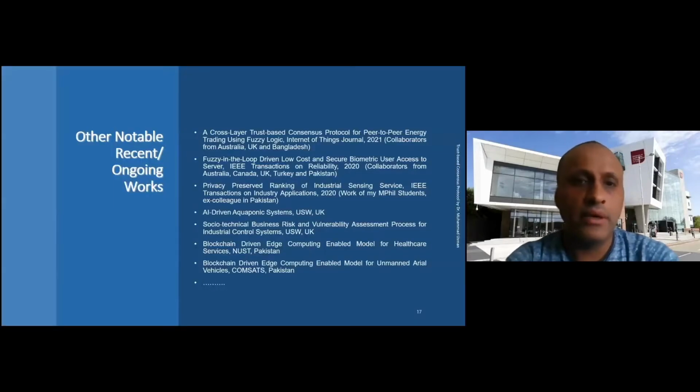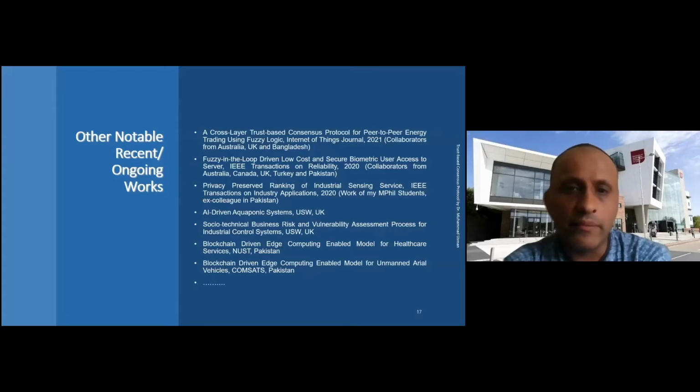Right. So this is a list of some of the other ongoing or recent works which we are doing. Fuzzy in the loop driven low cost and secure biometric user access to server. This work has recently appeared in IEEE Transactions on Reliability. This work is done in collaboration with academics from Australia, Canada, UK, and Turkey.